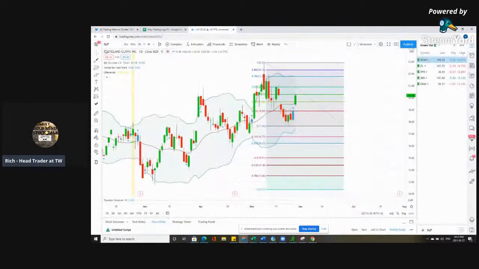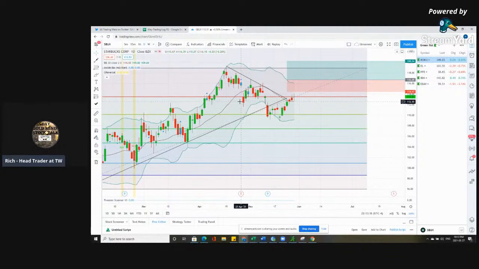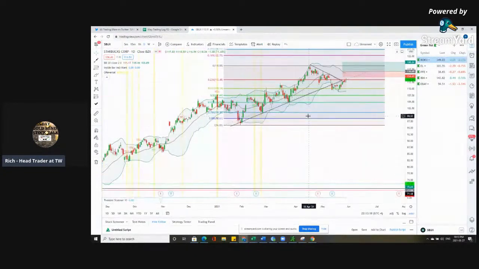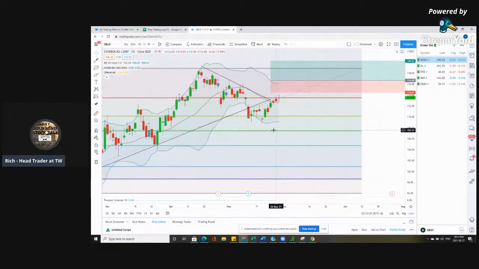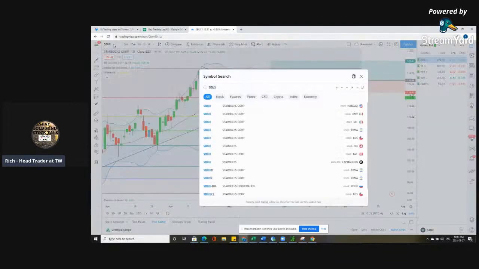Starbucks, Twitter. Okay, Starbucks. Starbucks is always going to do good because I buy coffee from them every single day. So I would be very bullish on this. Forget about the pattern. Next, Twitter.